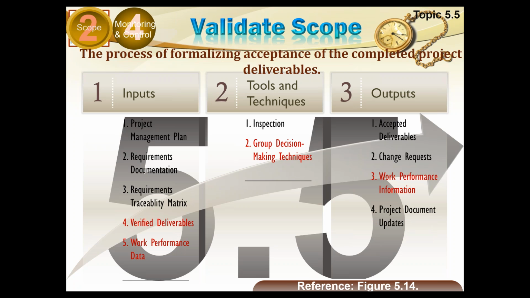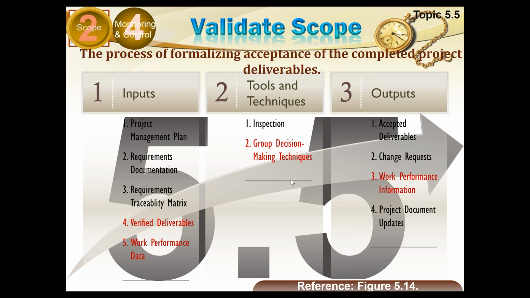Now look at this. You will see exactly what I am saying. The project plan is an input, the requirements document and traceability matrix are inputs. The verified deliverable is input here. That is the main thing. And naturally, the work performance data is also received. Inspection is carried out. That is the major job of it. Inspection is carried out for user acceptance.